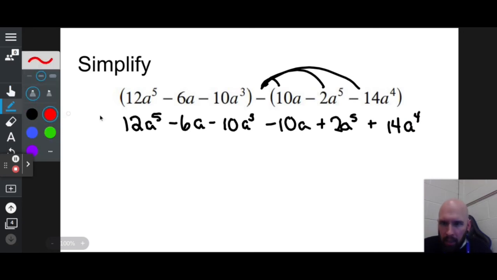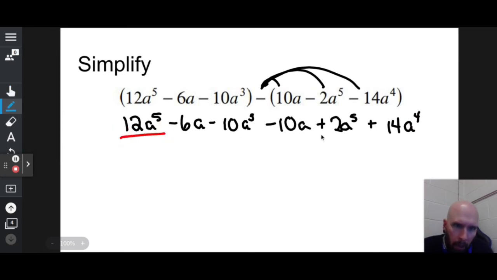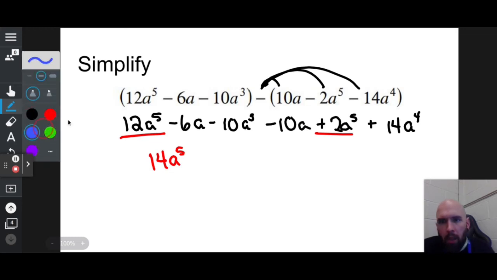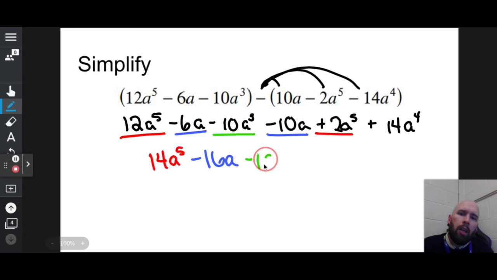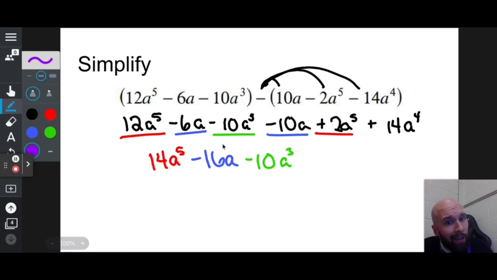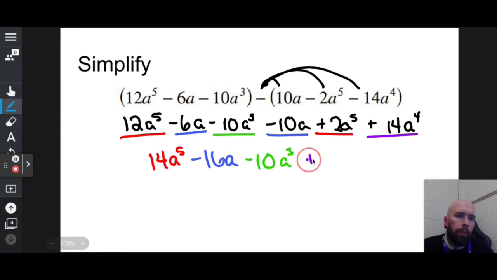And then let's see if I can combine anything. 12a to the 5th combines with 2a to the 5th to give you 14a to the 5th. Negative 6a, negative 10a combines to make negative 16a. Negative 10a to the 3rd doesn't combine with anything, so that's negative 10a to the 3rd. It would be nice if I can read my own handwriting. You know, I think my handwriting looks a-okay. Plus 14a to the 4th.